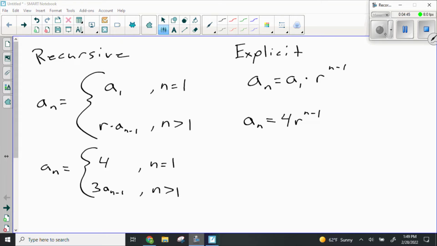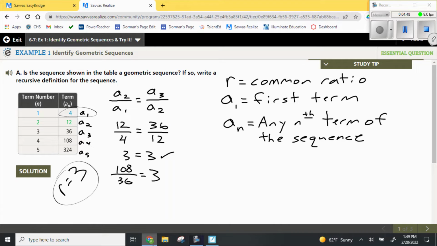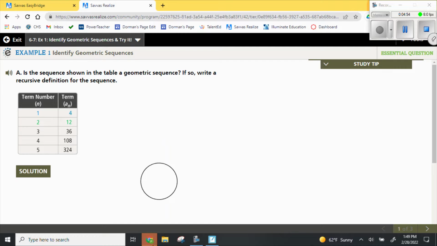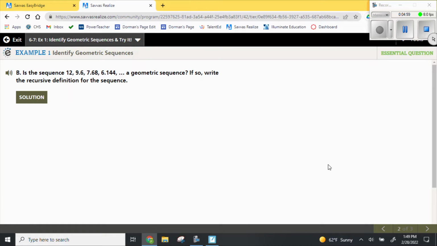All right, let's try another one. Here we go. We want to know, is this a geometric sequence? And if so, we're going to write both the recursive and explicit definitions. So first of all, let's see if we have a common ratio here. Is 9.6 divided by 12 the same thing as 7.68 divided by 9.6? And I'm going to go even further. Let's check three of these.